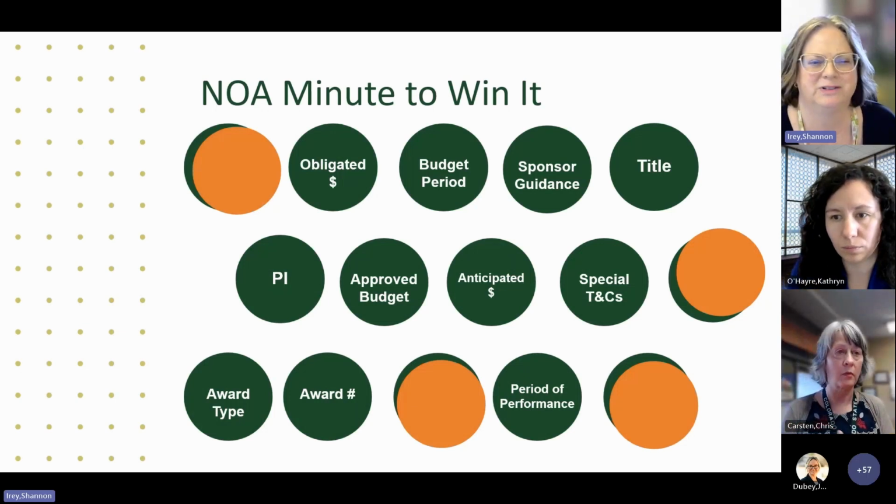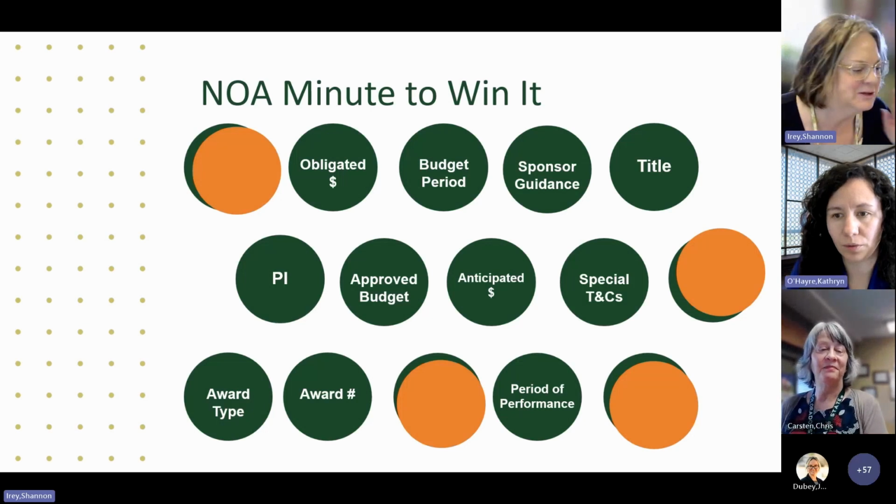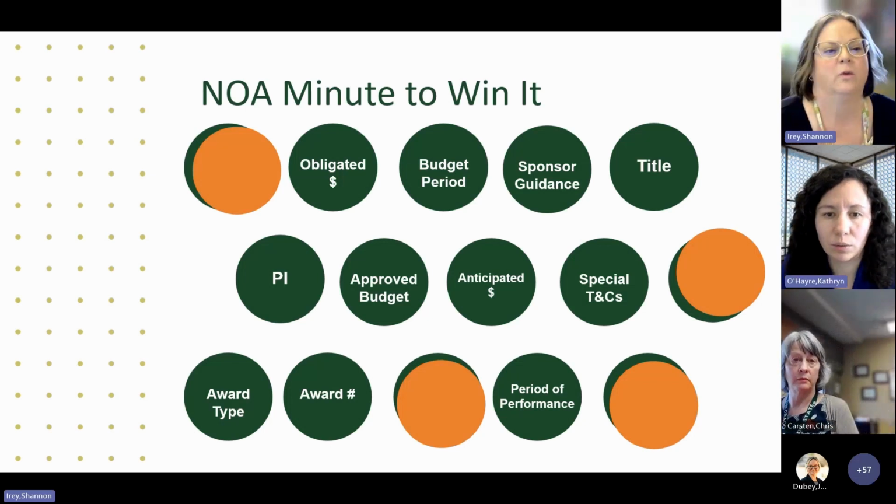I would put that with sponsor guidance possibly, or the approved budget. There was federal share. I didn't see... Nope, there's no cost share. So no cost share on this one.